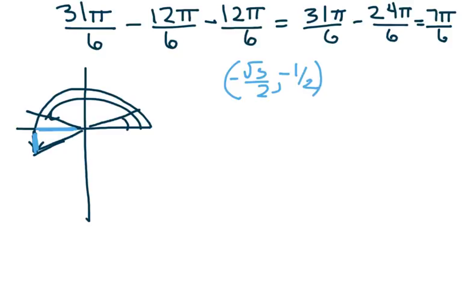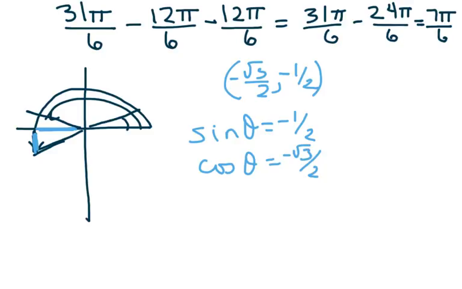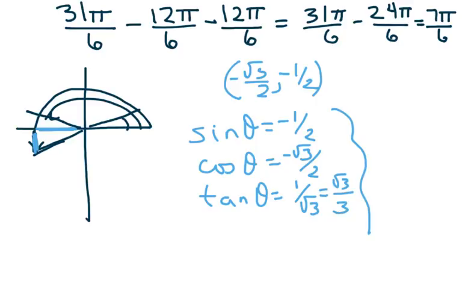And then you just perform your operations. Sine of theta equals your y. Cosine of theta equals your x. Divide these two, and you're going to get 1 over root 3, which equals root 3 over 3. And you flip this, you're going to get cosecant of theta equals negative 2.